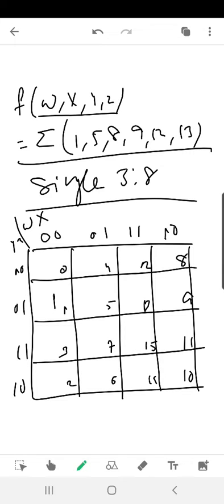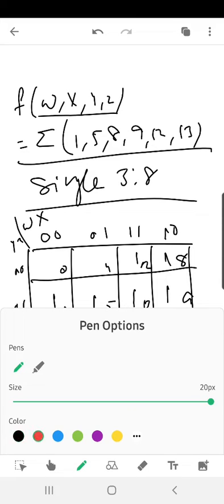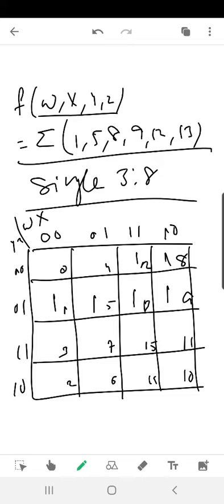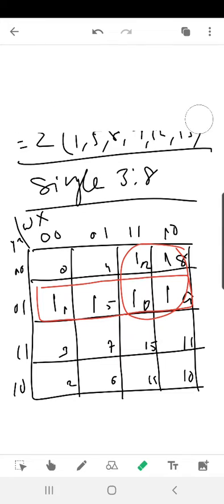So the minterms are 1, then we have 5, then 8, 9, 12 and 13. First of all we will check if there is any group possible for 16. Since there is no group possible of 16, we will go to 8. There is no group possible with 8, so we will check if any group is possible with 4, and we will see that one group is of 4 ones and another group is of 4 ones. So we will have two groups, each of 4 ones.